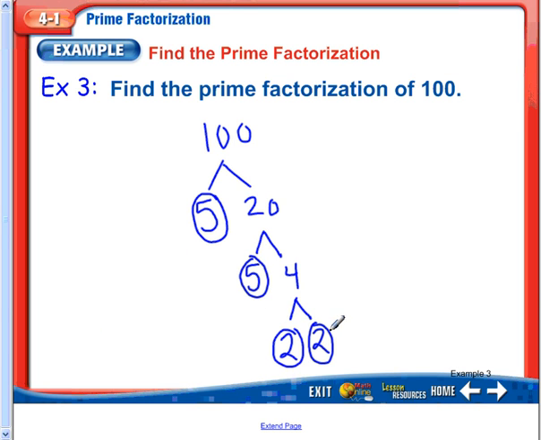I have 2 5s and 2 2s. So when I rewrite that as a multiplication statement, I can rewrite 100 as 5 squared times 2 squared, and that equals 100. So 100 is a composite number, and it is composed of the prime factors 5 and 2, and we have 2 5s and 2 2s being multiplied.